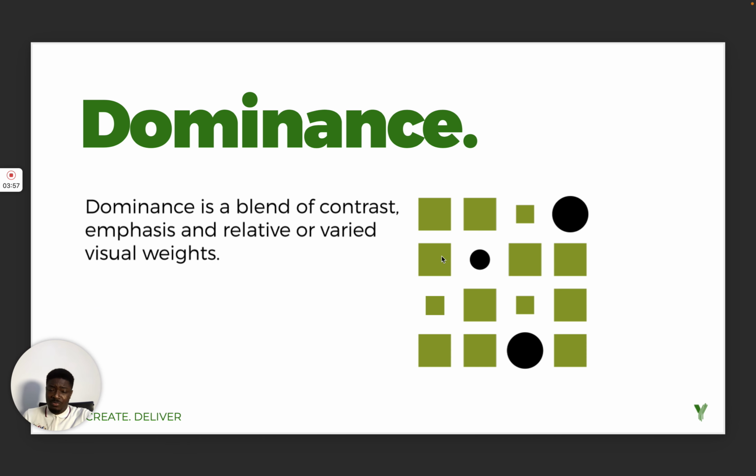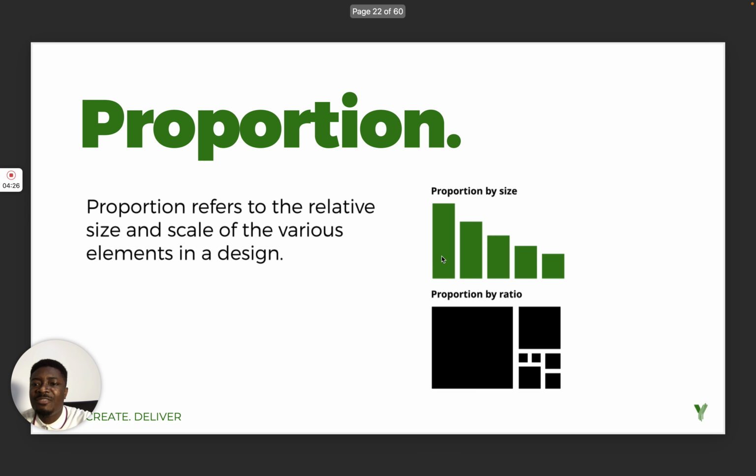And then we want to look at dominance. Now, this is so powerful. Dominance is a blend of contrast, emphasizing relative or varied visual weights. A large percent of the time, something would always have dominance, but you want to blend it in. We don't want to notice just that part of the design alone. It has to blend in with other parts of the design. Whatever you want to have dominance should not, at the end of the day, become a distraction in your design.